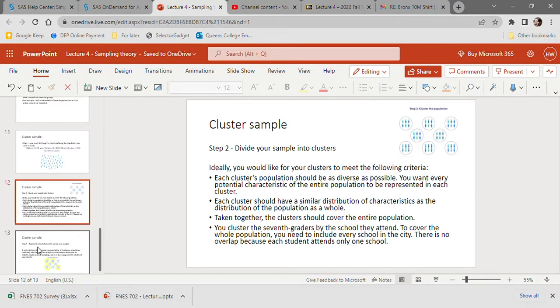So now, step two, what you want to do is divide your sample into clusters, right? And ideally, you want your clusters to meet the following criteria. Each cluster's population should be as diverse as possible. You want every potential characteristic of the entire population to be represented in each cluster. Each cluster should have a similar distribution as the distribution of the population as a whole, right?